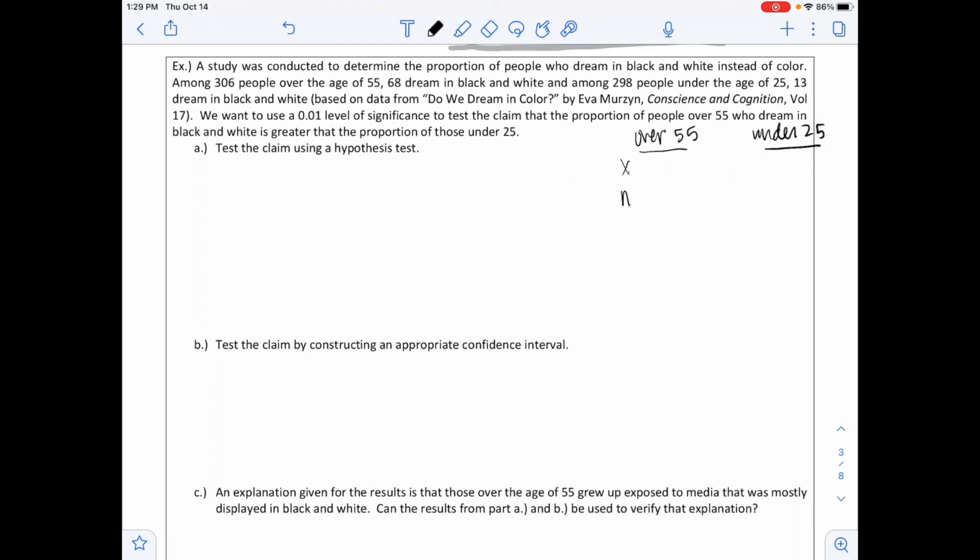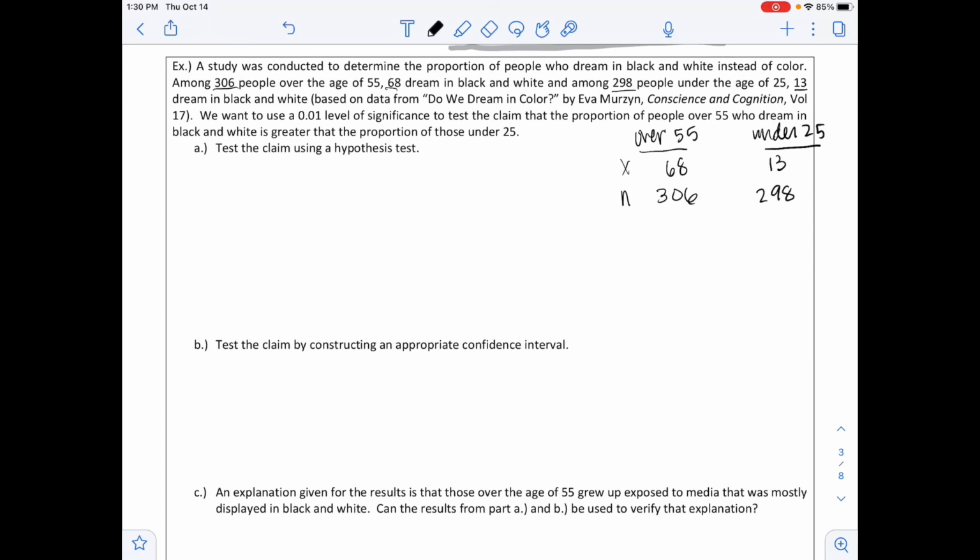The first thing is that it says, among 306 people over the age of 55, so that would be 306 here for my sample, 68 of them dreamt in black and white. That would be my x value. Likewise with the people age 25 and younger, it tells us that we sampled 298 of those, and 13 of them dreamt in black and white. That would be the x value for that second group.